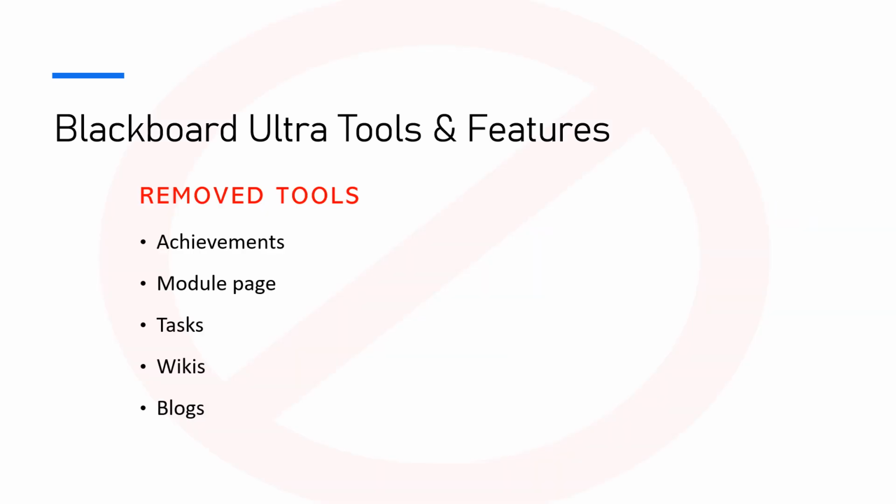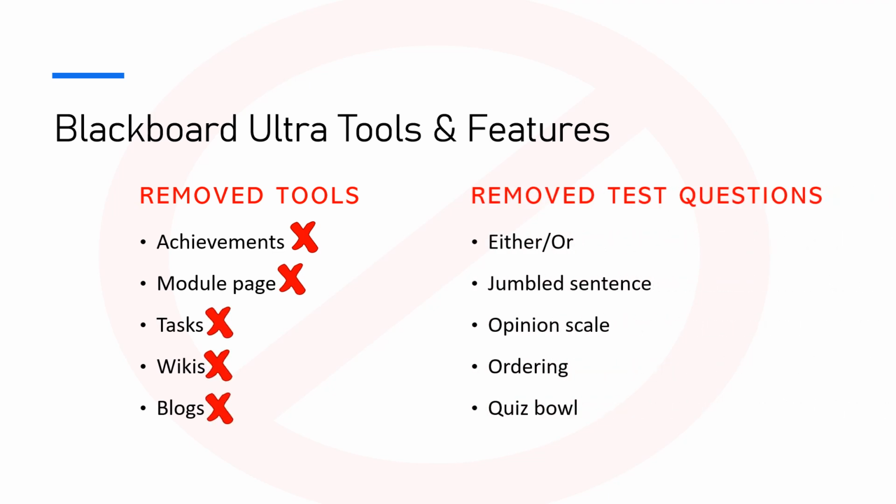First, let's address some of the differences between Blackboard Original and Blackboard Ultra. Let's start with what is no longer available from Blackboard Original. On the left is a list of tools that have been removed from Ultra: achievements, module page, tasks, wikis, and blogs. On the right is a list of test questions that are no longer available in Ultra: either or, jumbled sentence, opinion scale, ordering, and quiz bowl.